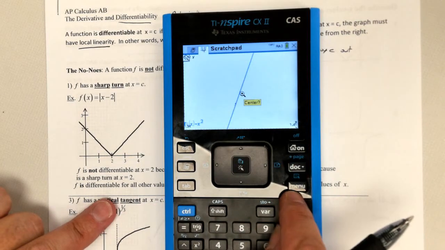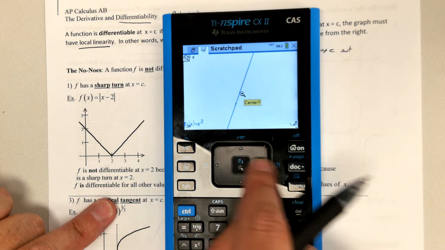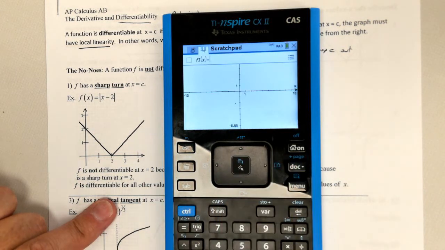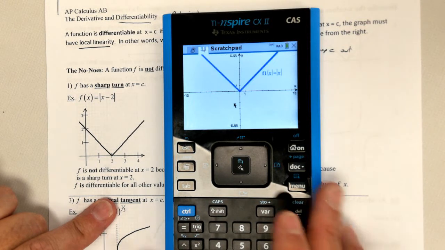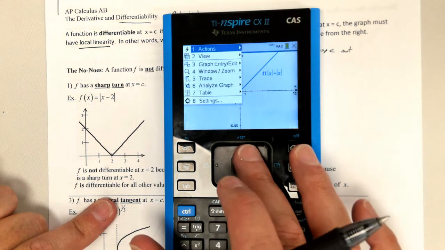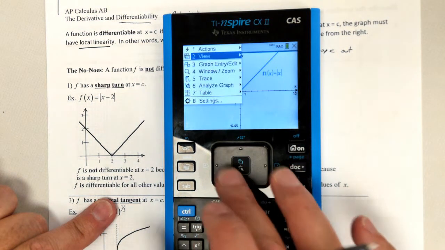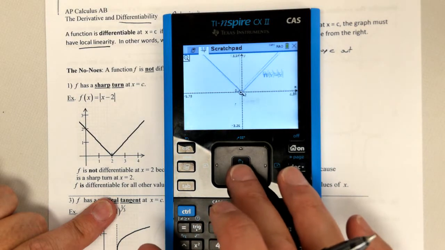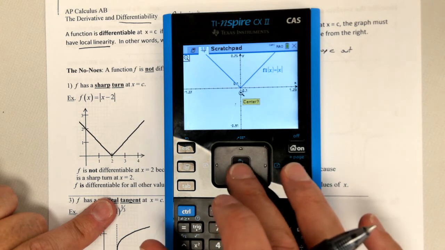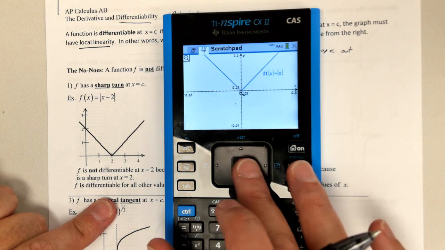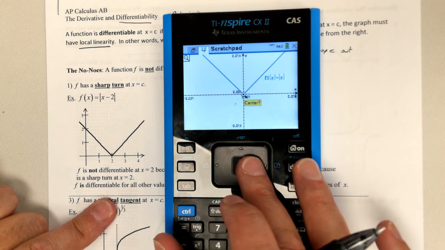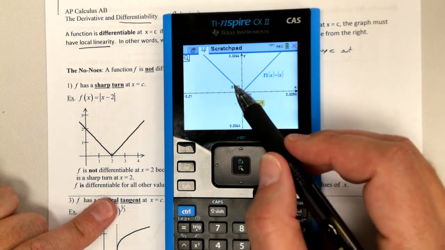But let's try the absolute value of x. Let me go ahead and clear this out. Now let's graph the absolute value of x. If I hit enter, there it is. Now watch what happens when I zoom in at the origin. Last time with the parabola, as we kept zooming in, it looked like it was getting straighter. But here, it always seems to stay the same. It never changes. It's always formed that little sharp corner.